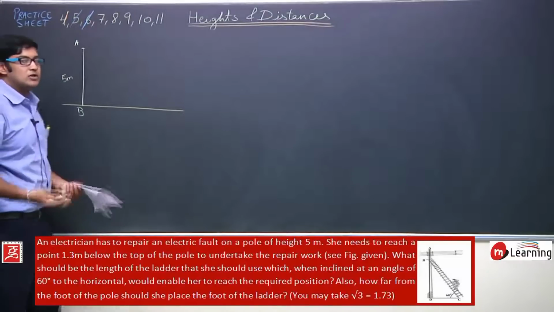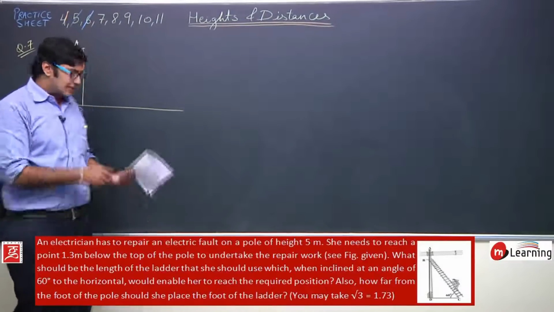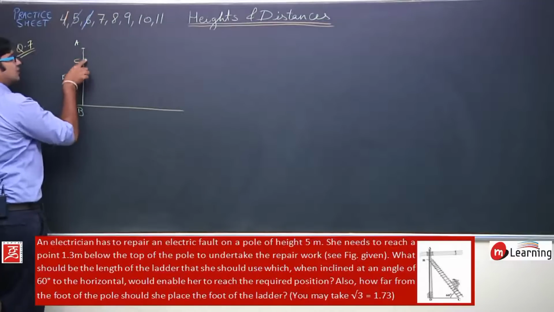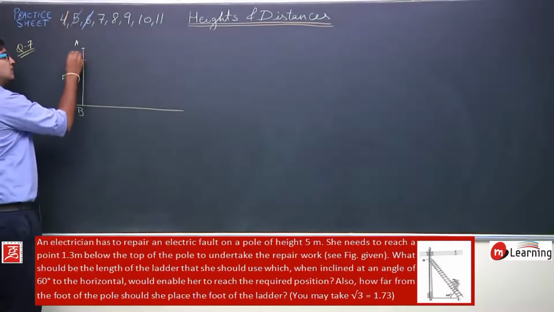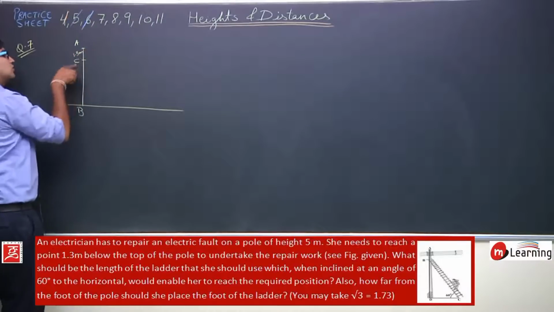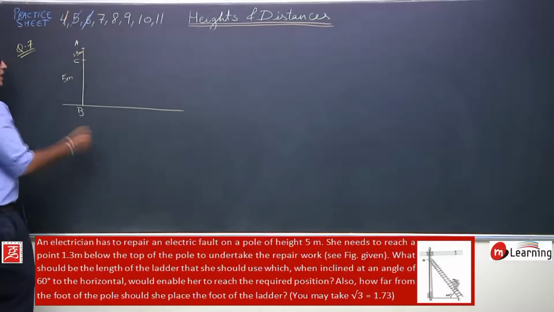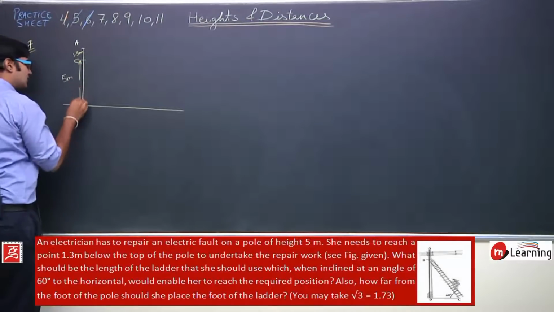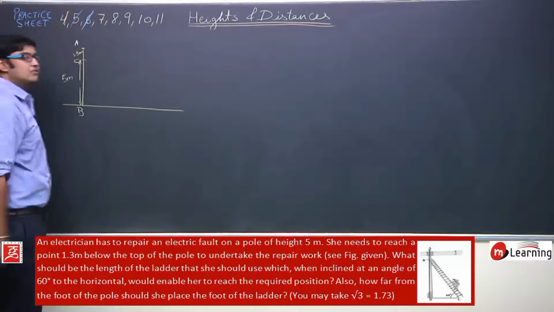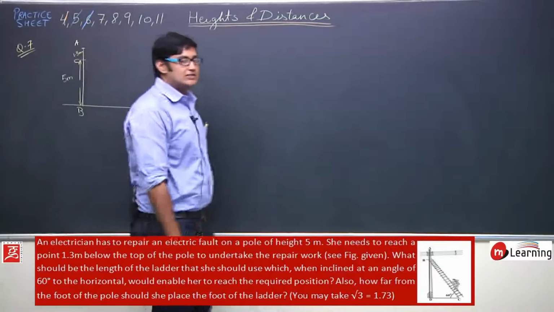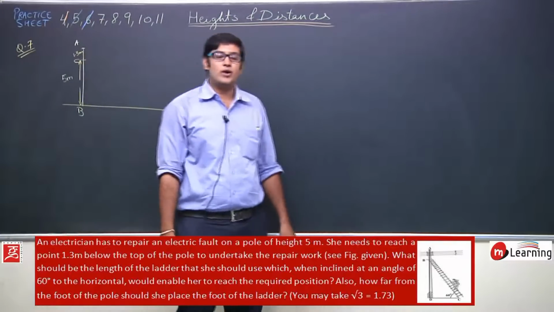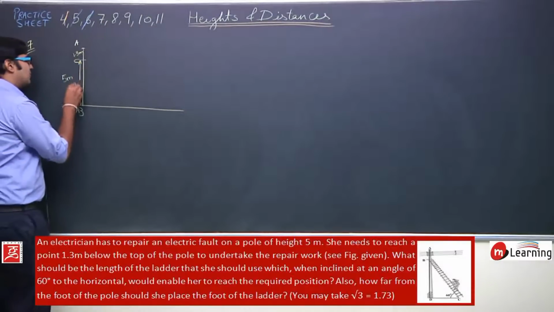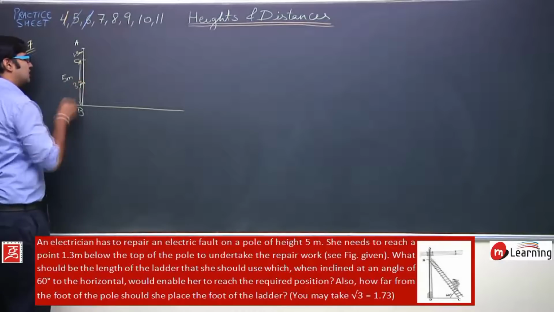So how much from the ground does he need to move? Let us say this is the point C, up to which he needs to move, which is 1.3 meters below point A. And how much is this length BC? This BC will be 5 minus 1.3. So how much is 5 minus 1.3? It is 3.7. So I will say the length of BC is 3.7 meters.